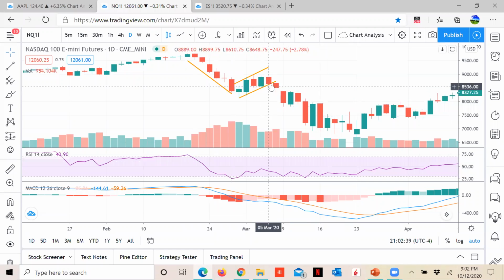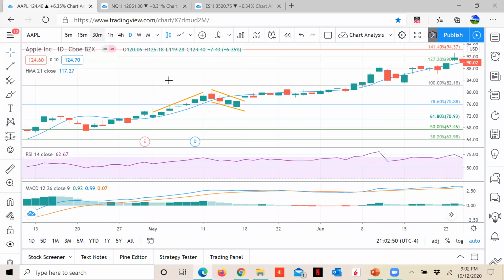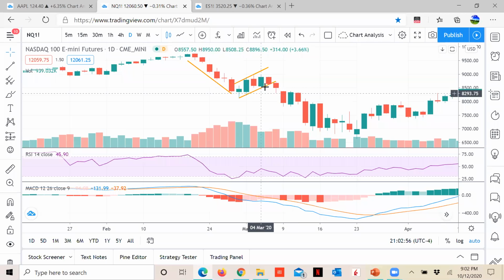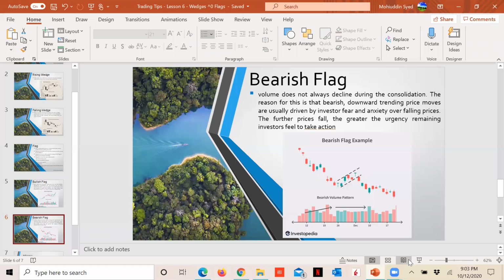And the other characteristics: for the bullish flag, it has a breakout. For the bearish flag, it has a breakdown. As we see here.